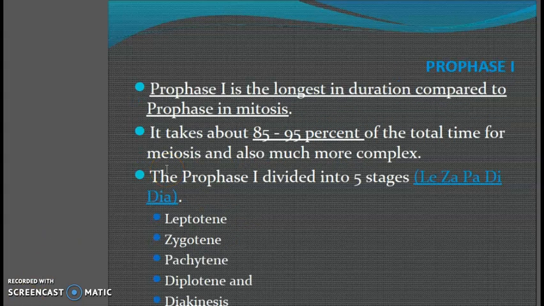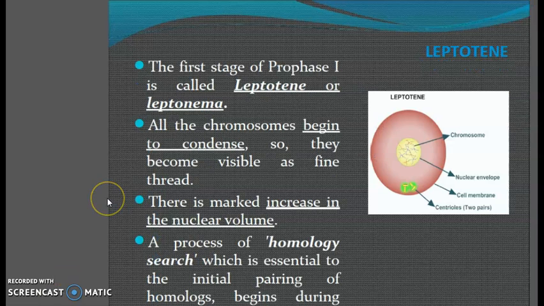Prophase 1 is the longest in duration compared to the prophase in mitosis. It takes about 85 to 95% of the total time for meiosis and is also much more complex. Prophase 1 consists of 5 stages: leptotene, zygotene, pachytene, diplotene and diakinesis.